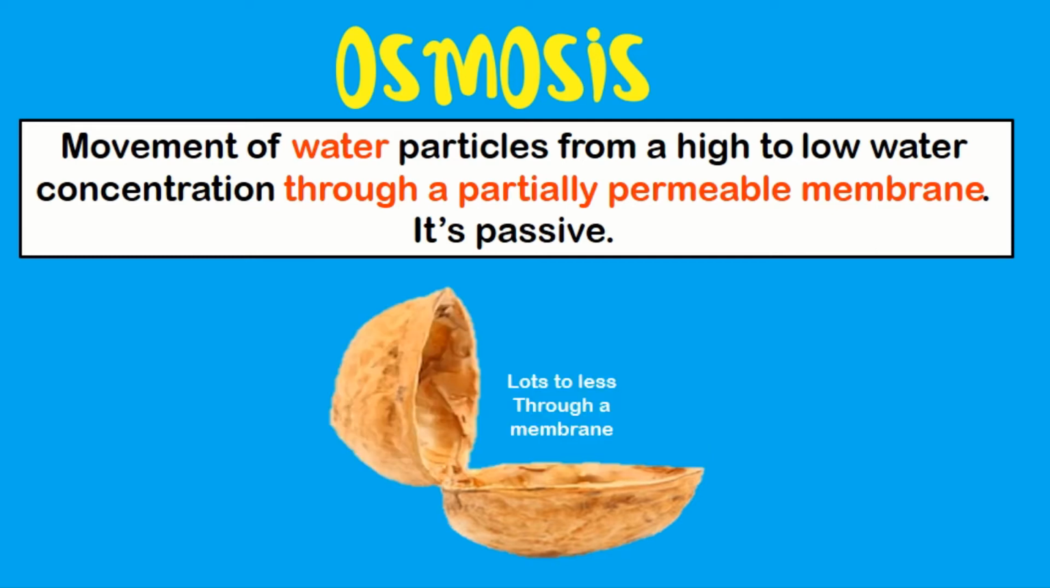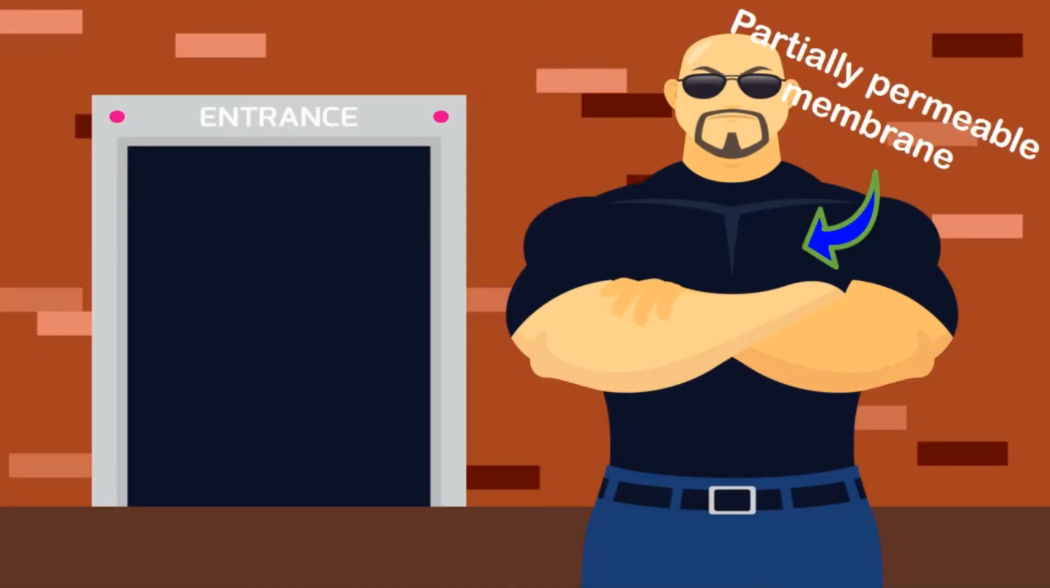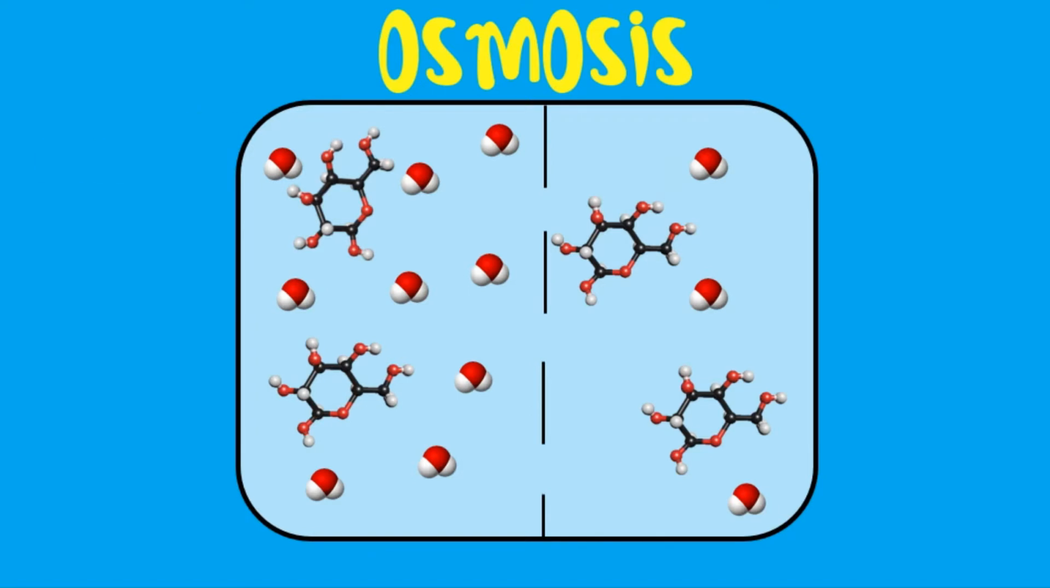But in a nutshell, it's water going from a high concentration of water to a low concentration of water, so from lots to less. And to do that, it goes through a membrane. That membrane is called partially permeable, meaning it lets certain things in but not others, or lets certain things out but not others. So here's a quick example.